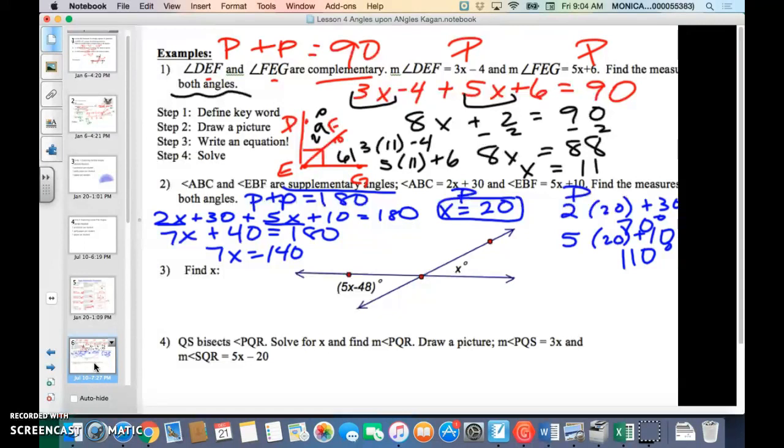And I know I didn't give you a lot of space in the packet, so you might have to crunch your numbers together, or you can use a separate sheet of paper and just staple it on the back when you turn this packet in at the end of the unit.